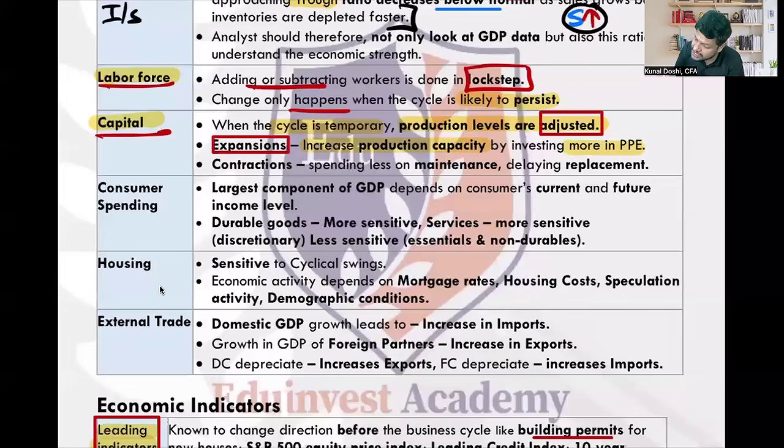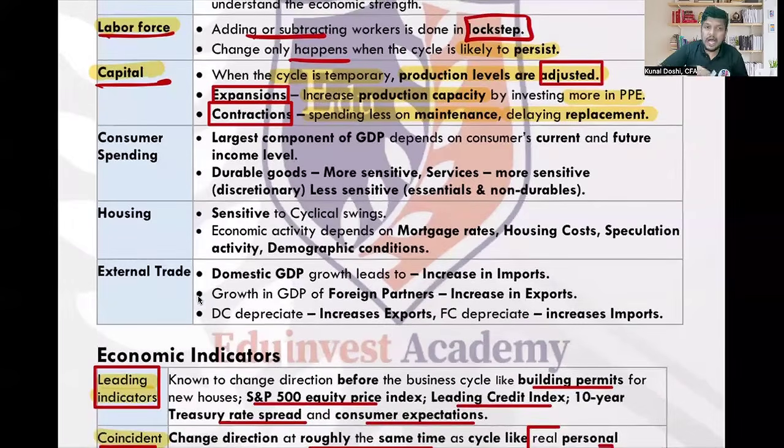However, during contractions, this means you are expecting contraction. In that case, the spending is less on maintenance and delaying of replacement happens. So you're trying to adjust it. So when the economy is expanding, only then you invest in PPE, property, plant, equipment. But if it's in contraction, you don't sell property, plant, equipment. You don't cut down on your capacity extremely. What you do, you try to spend less on maintenance, delay your replacement of equipment. Understood, everyone? Now we'll see consumer spending, the most important of all.